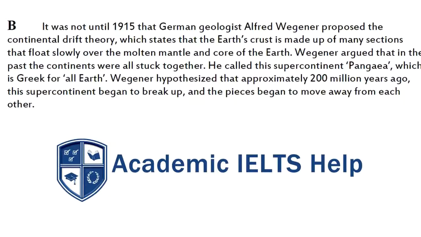It was not until 1915 that German geologist Alfred Wegener proposed the continental drift theory, which states that the Earth's crust is made up of many sections that float slowly over the molten mantle and core of the Earth. Wegener argued that in the past the continents were all stuck together. He called this supercontinent Pangaea, which is Greek for all Earth. Wegener hypothesized that approximately 200 million years ago this supercontinent began to break up, and the pieces began to move away from each other.